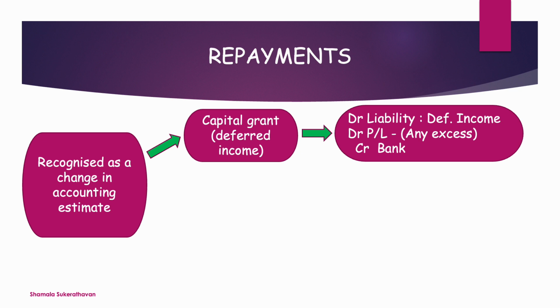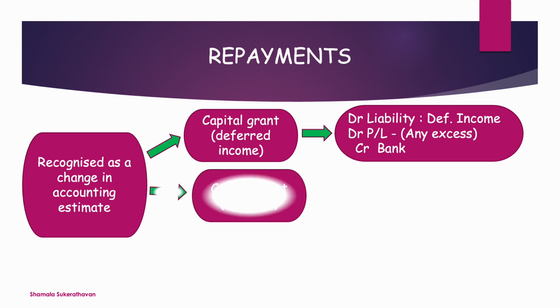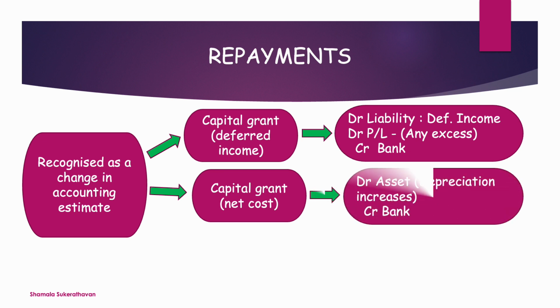However, if the entity had adopted the net cost approach, the repayment should be debited to the related asset. This will increase the cost of the related asset, thus increasing the amount of depreciation that should have been charged. This increase should be recognized and charged immediately in the profit or loss as a change in accounting estimate.